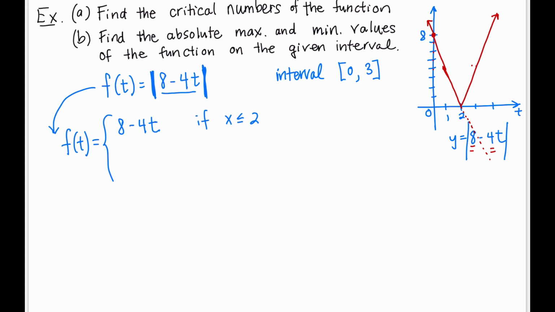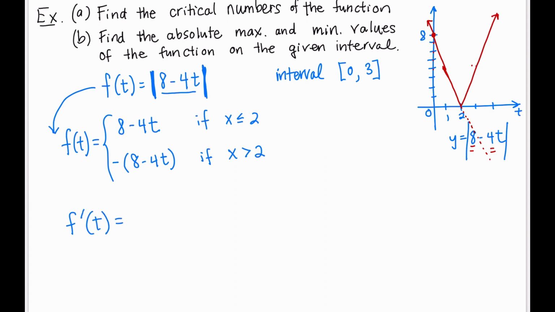Also notice that when this quantity here is negative, the absolute value is going to return the opposite of that quantity. So we have f of t is equal to the opposite of 8 minus 4t, and that's going to occur whenever the original graph of the line was below the x-axis, so that occurred from 2 to infinity. Okay, so this is one way we can write our function without absolute value. And then that makes it easy for me to take the derivative.